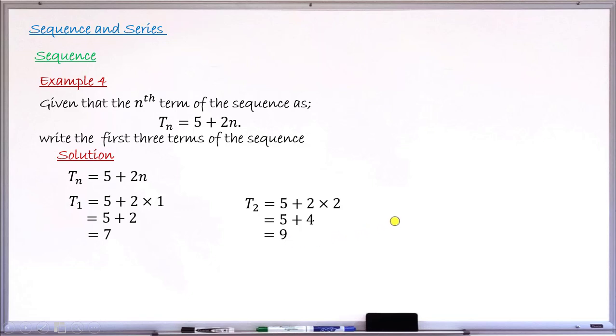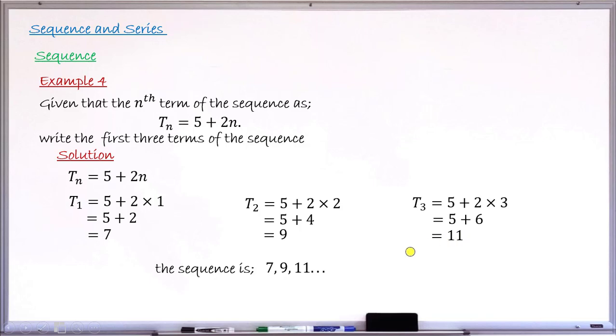So I continue to term number 3. I'm now replacing in this formula n by 3. So I'm going to have 5 plus 2 times 3. 2 times 3 gives you 6. And 6 plus 5, that gives you 11. So therefore, the very first 3 terms of the sequence will now be 7, 9, and 11.